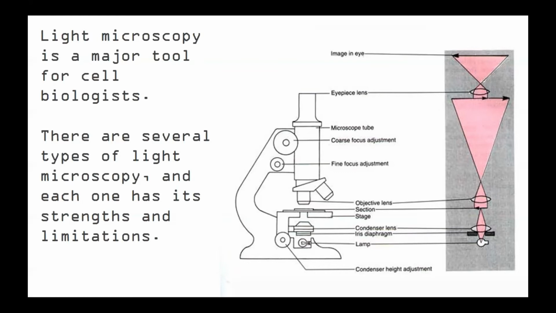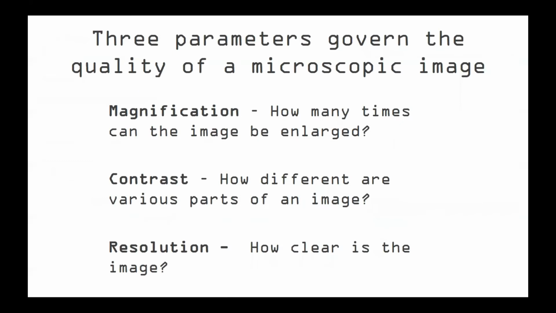Okay, so when we consider strengths and limitations of microscopy just in general, we think about three parameters. This is going to be magnification. So how many times can an image actually be enlarged? I think this is probably one of the most straightforward aspects of microscopy. Of course, we want to make the sample larger. Contrast is another issue. So how different are various parts of the image? Okay, we'll be looking at some examples of this on the next slide.